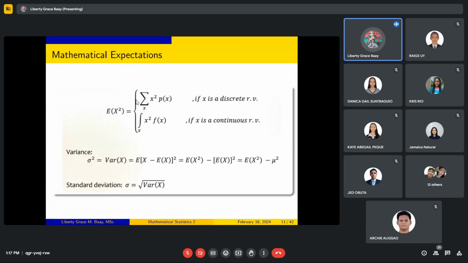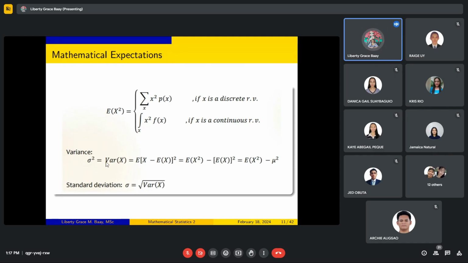Okay, so the expected value of x is just equal to the summation of x p of x, but kini x squared naman is the summation of x squared p of x. So this is for the discrete random variable, and for the continuous we have the summation of x squared f of x. Okay, x squared naman dili. Kung x lang, so x na po na siya dili. X f of x.